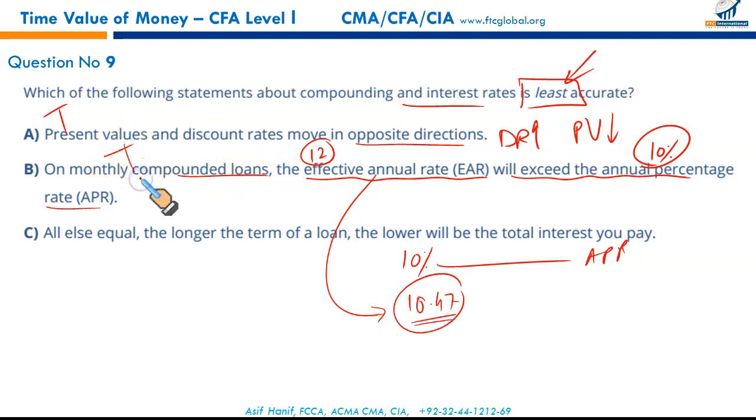This is a correct statement. We just verified it using the numbers. A is correct, B is correct. It has to be C then.